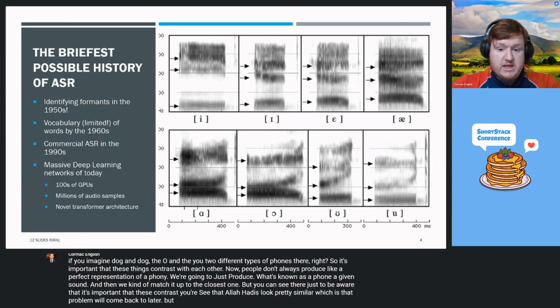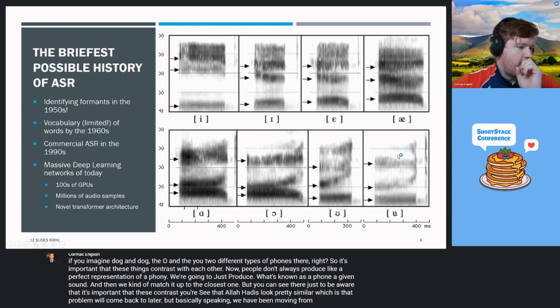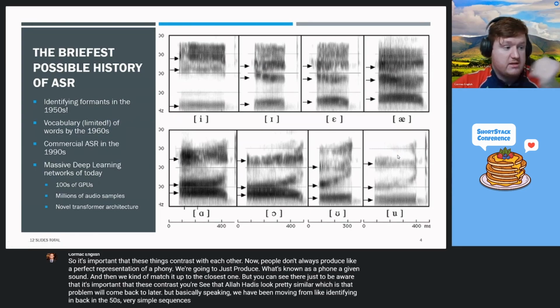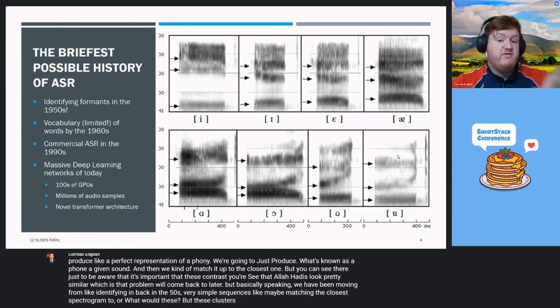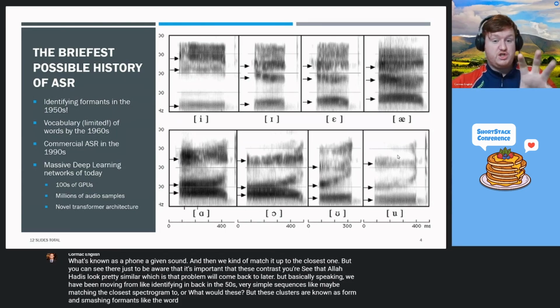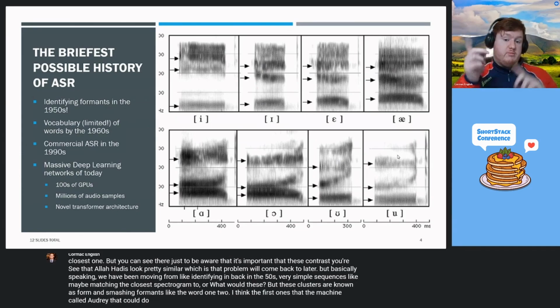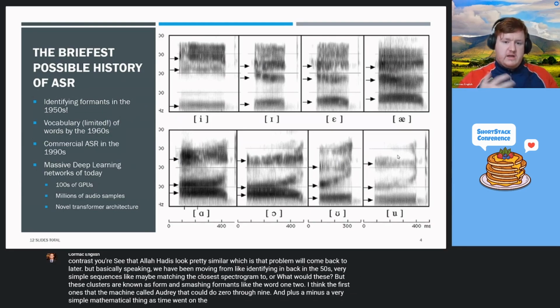Basically, we have been moving from identifying very simple sequences back in the 50s, like matching the closest spectrogram, these clusters known as formants, to a word like 1, 2. I think the first one was a machine called Audrey that could do 0 through 9 and plus and minus. A very simple mathematical thing. As time went on, the vocabulary started getting bigger, 16 to 30 words through the 60s.